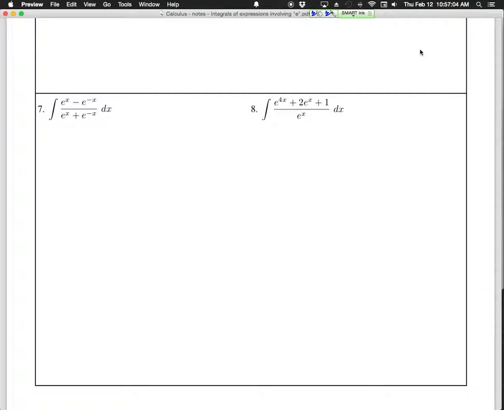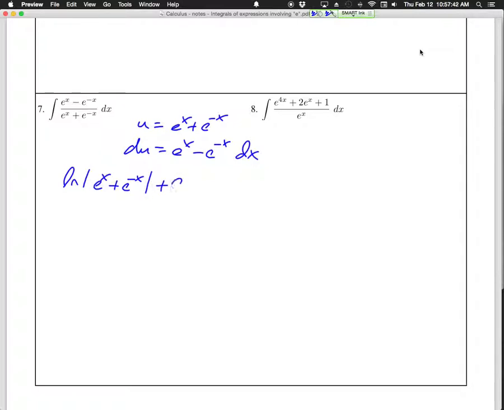So, 7. I have e to the x minus e to the negative x over e to the x plus e to the negative x. The bottom is u. There's 4 e's. So it's all taken care of. So my answer is natural log of e to the x plus e to the negative x, plus c.